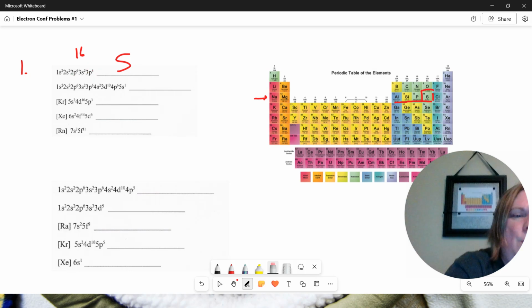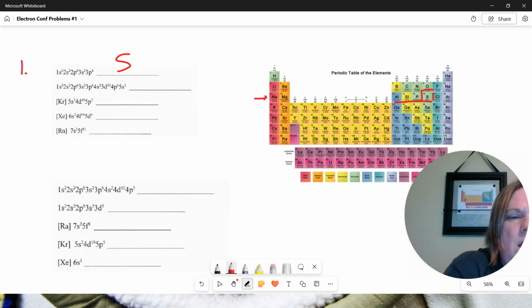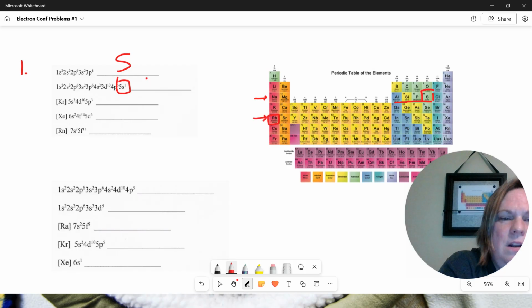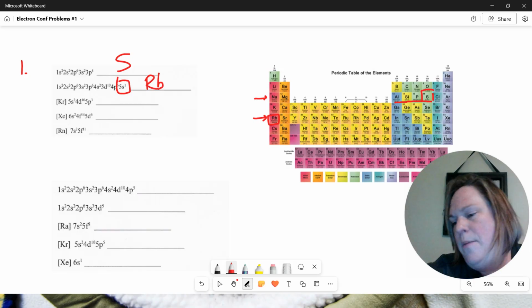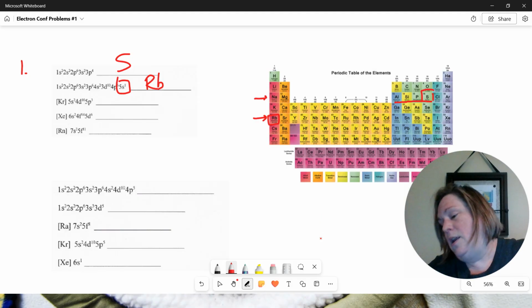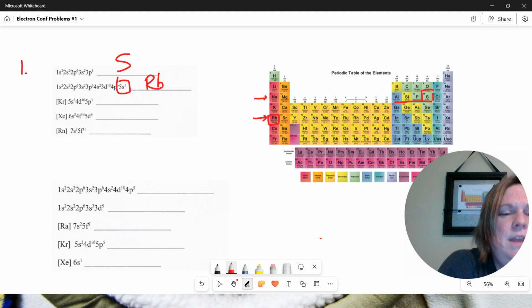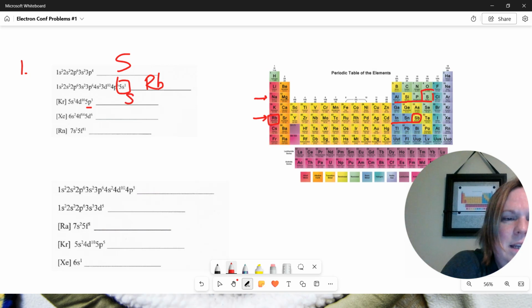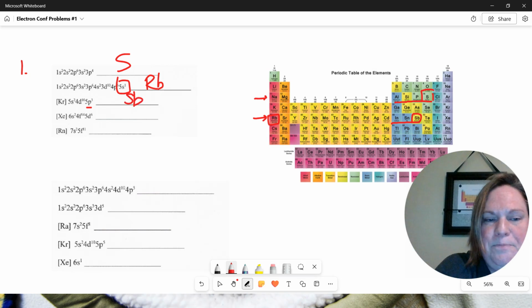Let's look at the next example. We're landing on 5s1. The 5th row is right here, and 5s1 is right here, so this is going to be rubidium. If you add it up, you should come up with 37 electrons. The next one is a shorthand method. We're at krypton, and then we're filling up to 5p3. Coming over to the 5th row to the P section, 5p3 takes us to here. That's antimony, or the symbol Sb.